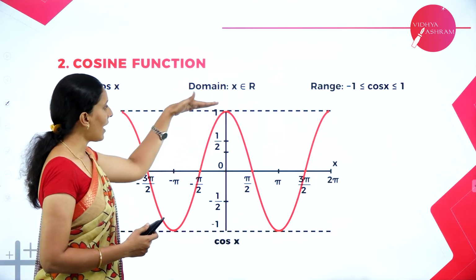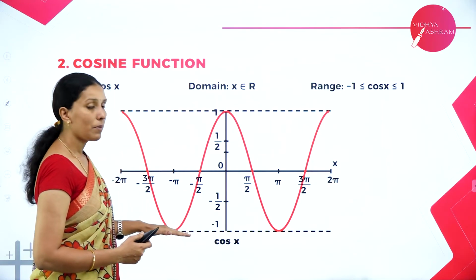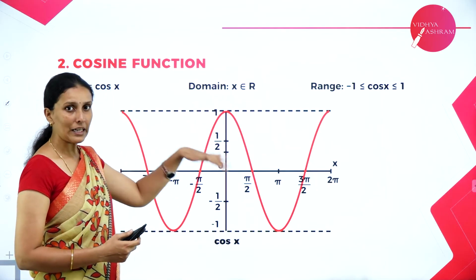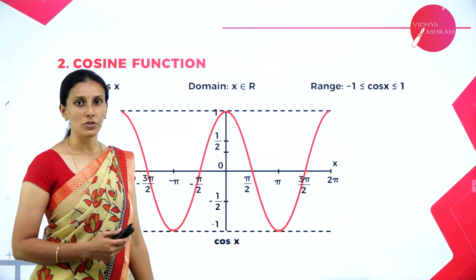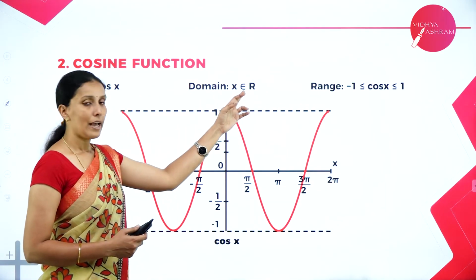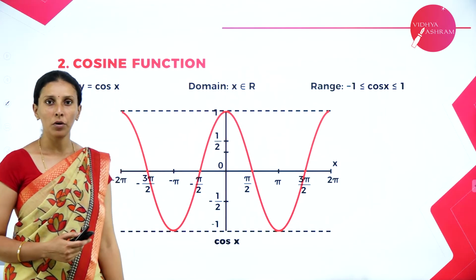But observe the graph here. Here also the maximum value it can reach is plus 1, minimum is minus 1. Hence, for any real angles, the range of the cos function is also minus 1 to plus 1. Domain is x belongs to R, any real angle, range is minus 1 to plus 1.